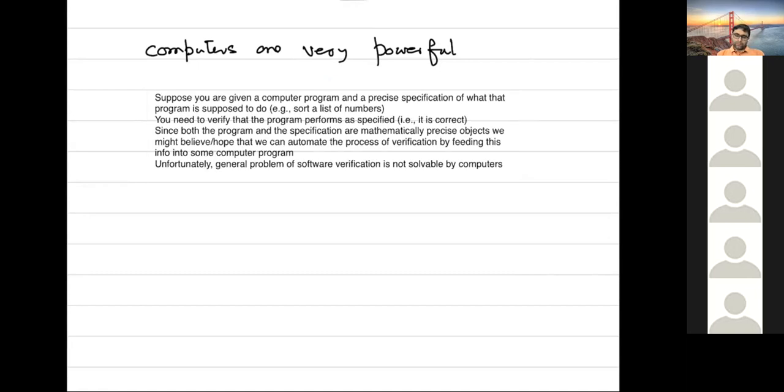So we know that suppose we are given a computer program, and we are also given a precise specification of what that program does. For example, we are given a program written in some particular programming language, for example, in Java. So we have a Java program. It's better if you use a C++ program. Okay. And let's say A is the name of the program. A is a C++ program that sorts a list of numbers.